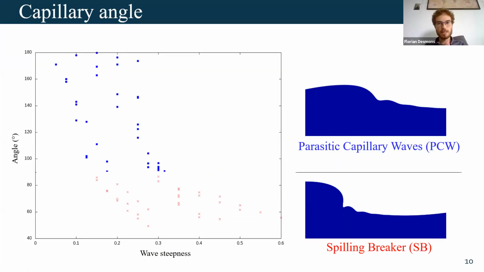In fact, I have plotted all of the results of the minimum value that I have obtained on every water depth, for the parasitic capillary wave represented by a blue square and the spilling breaker represented by a red cross. And one thing that shows there are 2 different regions: there is a limit angle, which is approximately 90 degrees, which represents the difference between both breaking waves.